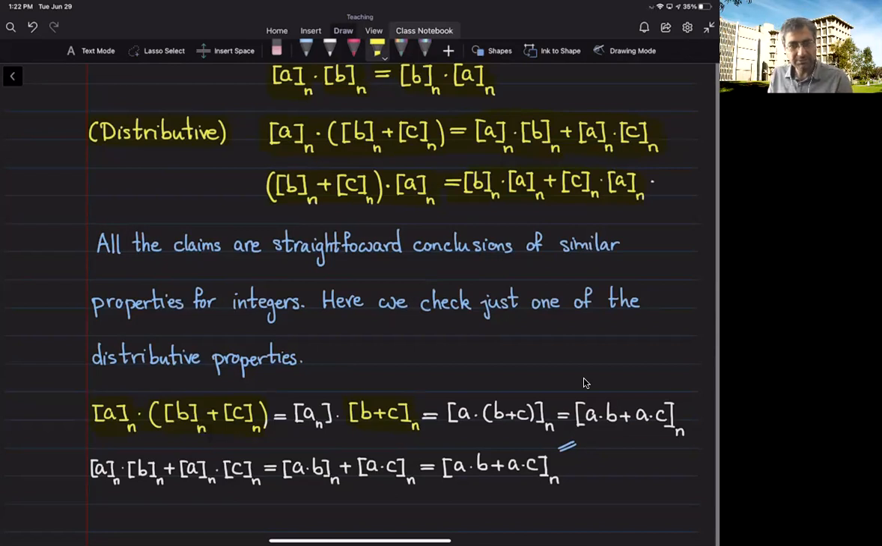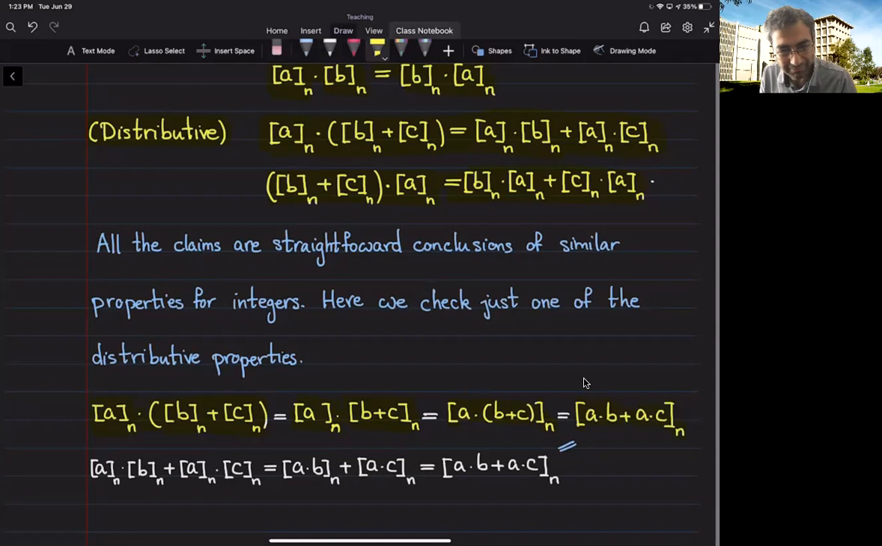Let's go through the details. So I take the residue class of A mod n, and I need to multiply it by the residue class of B plus C mod n. By definition, this means I have to multiply these representatives and then consider the residue class of the product. And now I can use the distribution property for integers, and that is A times B plus A times C, and then I'm taking the residue class of this.